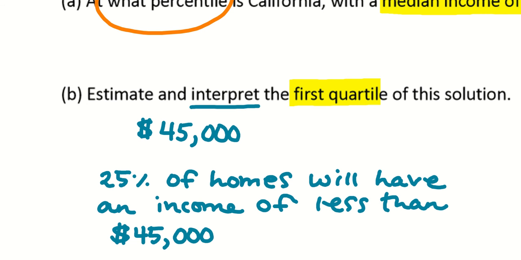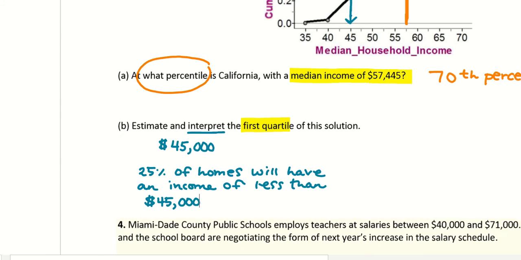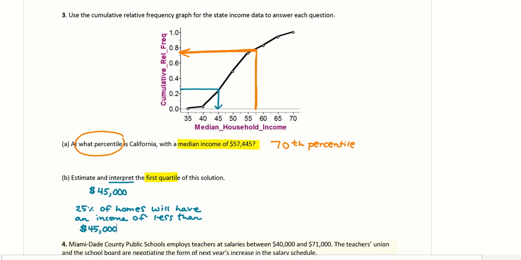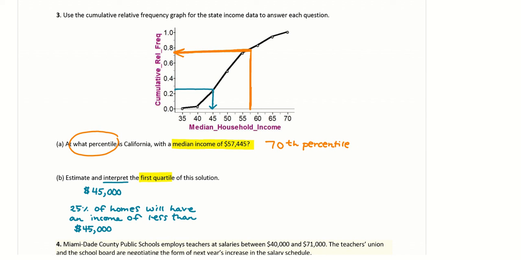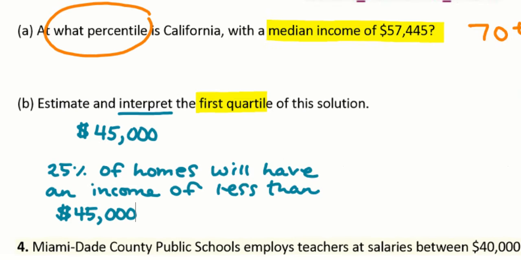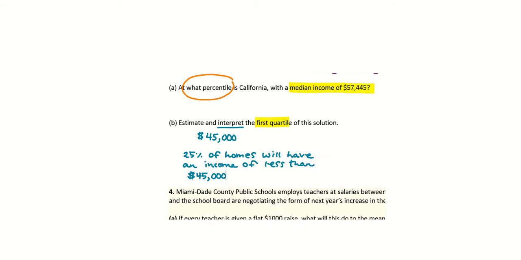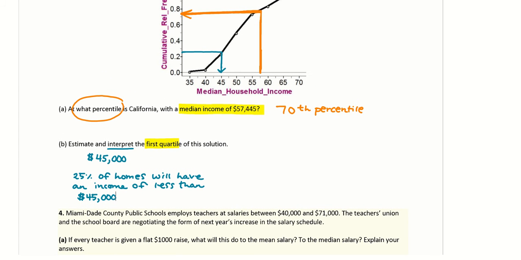So with the power of recording, I wrote that out. Let me just zoom in and make sure I worded that correctly, because this is income data. I don't have any other context here. Median household income. Estimate and interpret the first quartile of this solution. So that means first quartile is 25%. We'll have a median income of less than $45,000. So it would probably look a little bit better if I added median before the word income, but we have enough context there to get us credit, and the understanding that percentile is measured below.